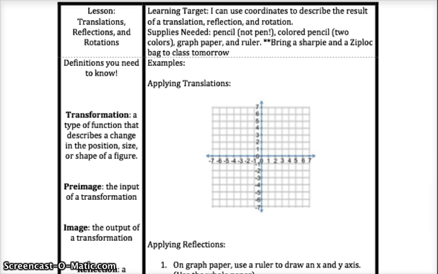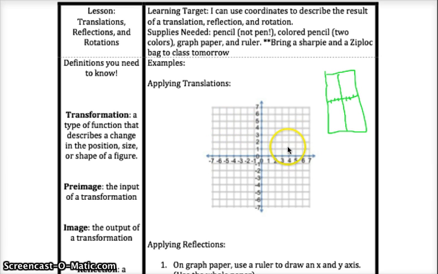For this coordinate plane, on your graph paper, this is the best I can do for my graph paper, I want you to draw an X and Y axis all the way through the middle of your page. If this is your page, draw the Y axis all the way through the middle and the X axis all the way across. Then just label the first 5 lines for each direction. Go ahead and pause your video now while you do that.